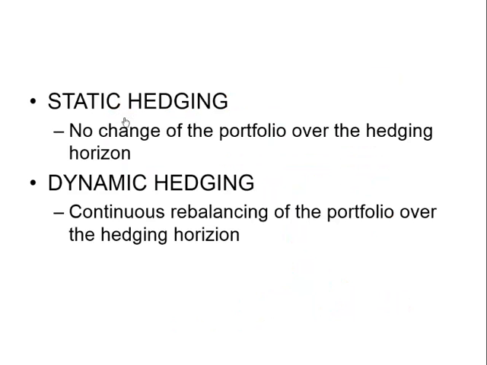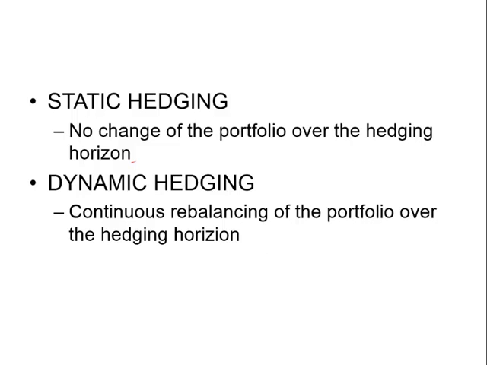In static hedging, there is essentially no change of the portfolio over the hedging horizon. So once we construct the hedge, it remains fixed until the 1 year or 6 months or whatever was our hedging horizon. In dynamic hedging, there is continuous rebalancing of the portfolio needed over the hedging horizon.